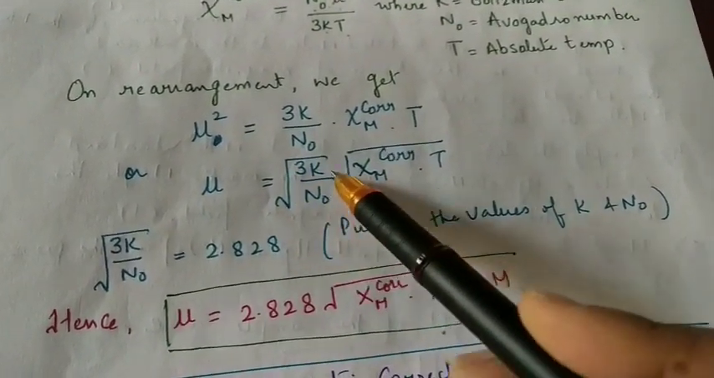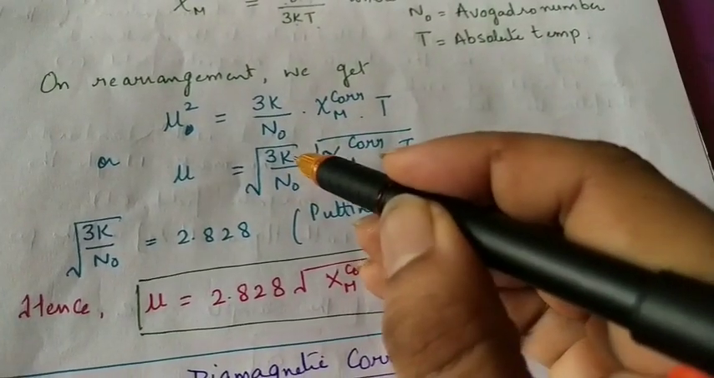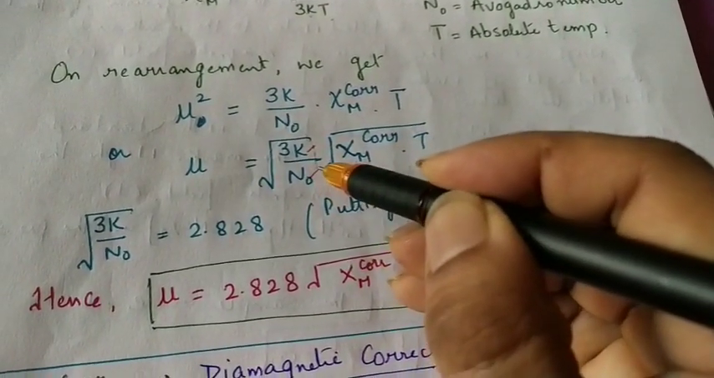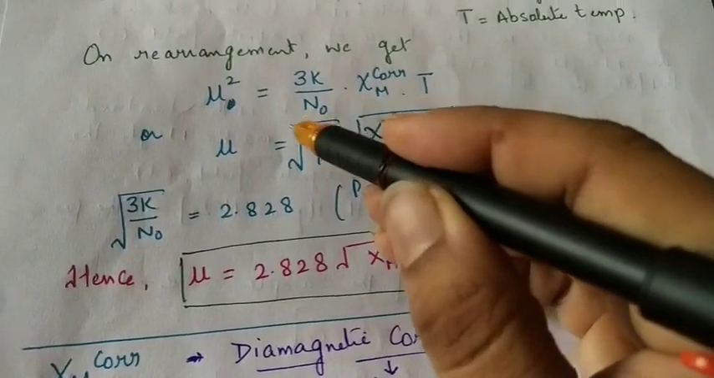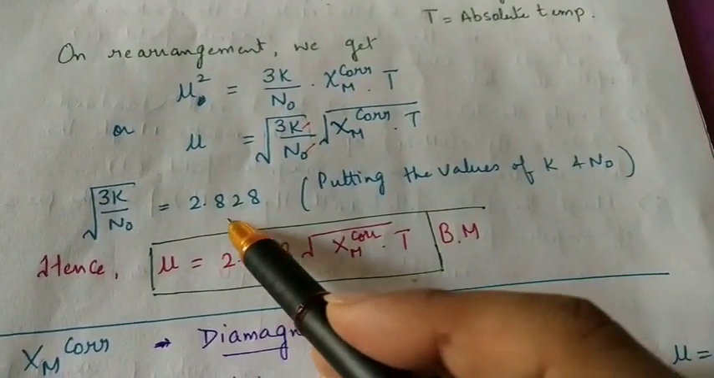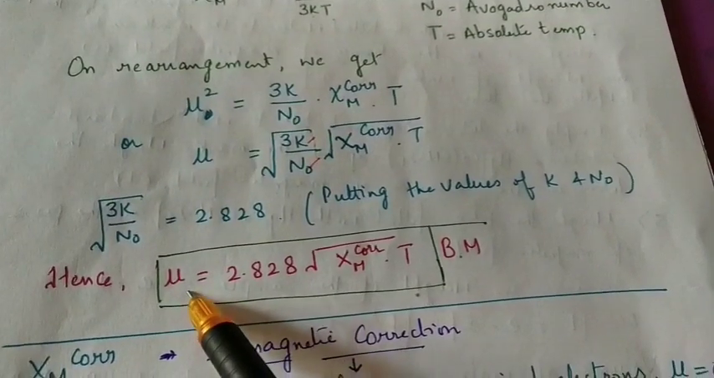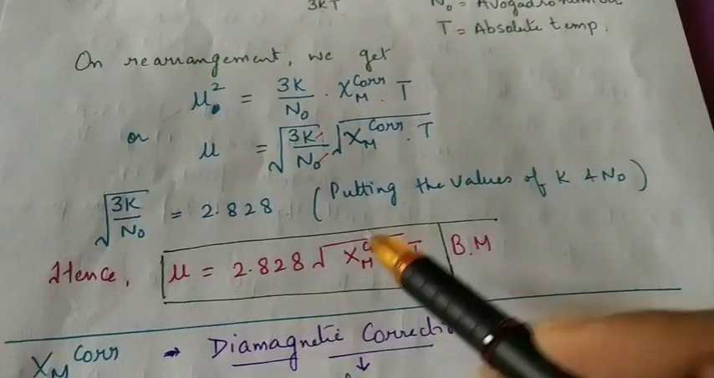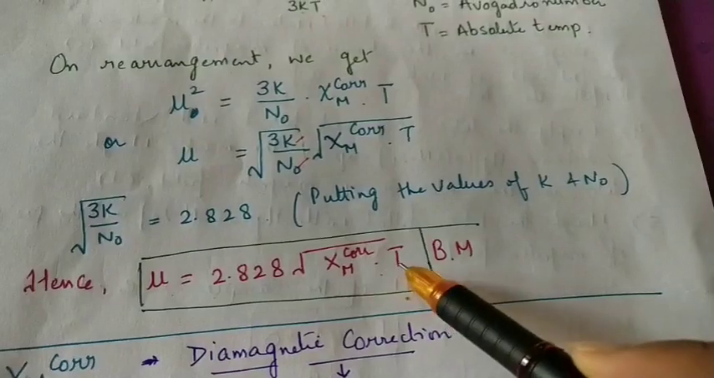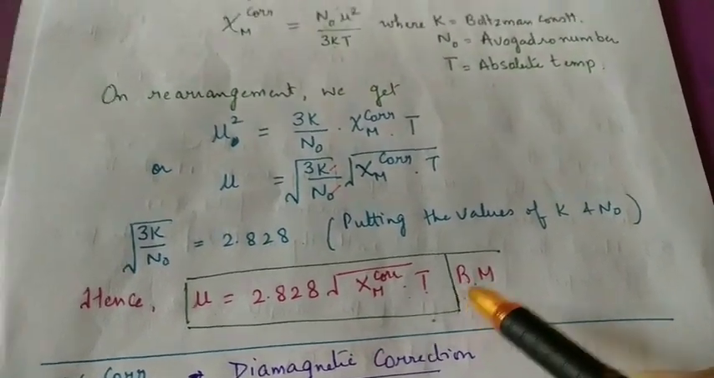Now this term 3K upon N naught is a constant, because we know the value of K, and we know the value of Avogadro's constant. So when we put it, we find that it is 2.828. So the equation simplifies to: magnetic moment is equal to 2.828 under root of magnetic susceptibility into temperature. The units are Bohr magneton.